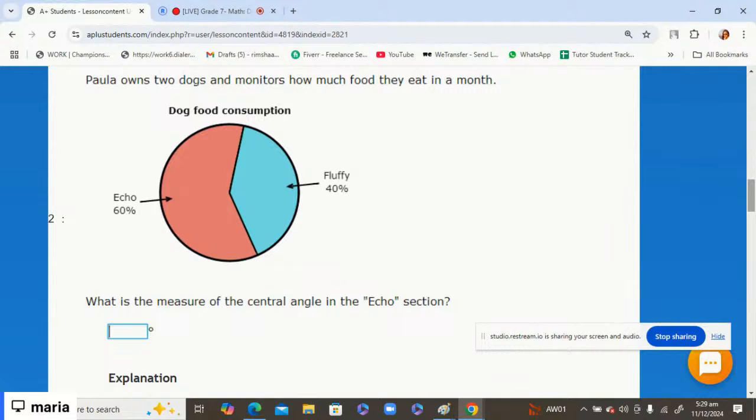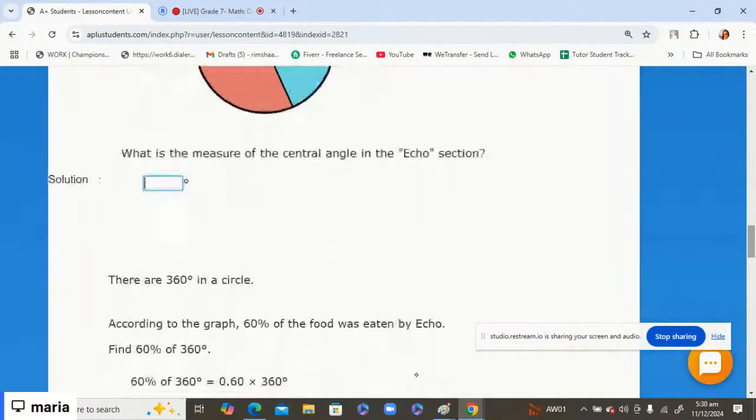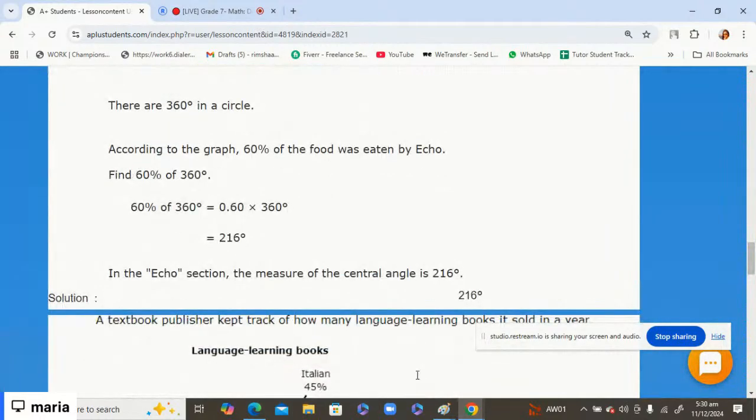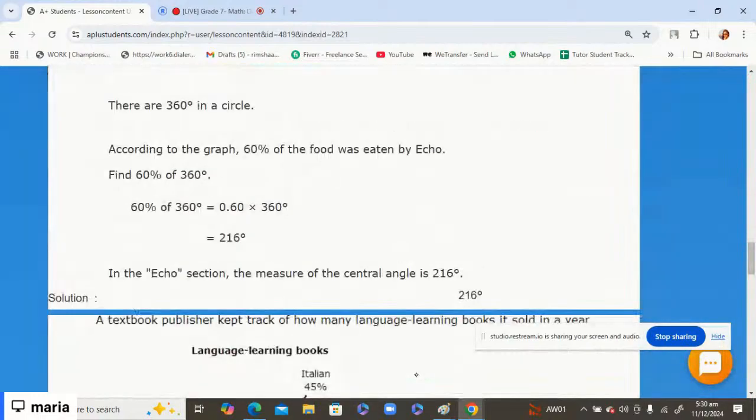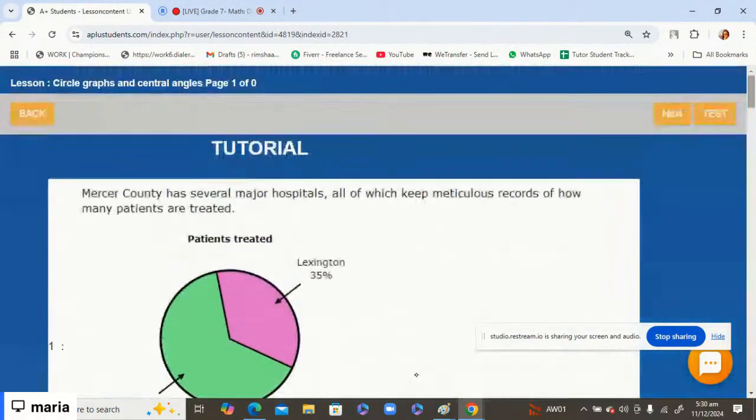How can we find 60%? 60 divided by 100, and then multiply with 360. That's it. 60% is 0.60, then multiply with 360. Let's do one or two test questions.